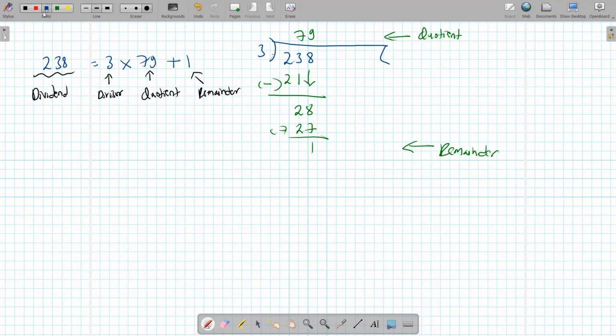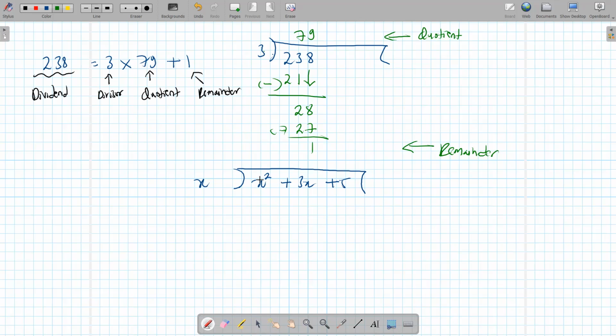Now we're going to do the same thing, but instead of doing it with numbers, we're going to be doing it with expressions. I'm going to help you here because this is going to be something pretty new. It's fun. So let's say we're trying to divide x squared plus 3x plus 5. This is going to be our dividend. We're trying to divide this by, let's say, x. The idea is exactly the same. What did you do here? You asked how many times does 3 go into 23? Same thing here. How many times does x go into x squared?